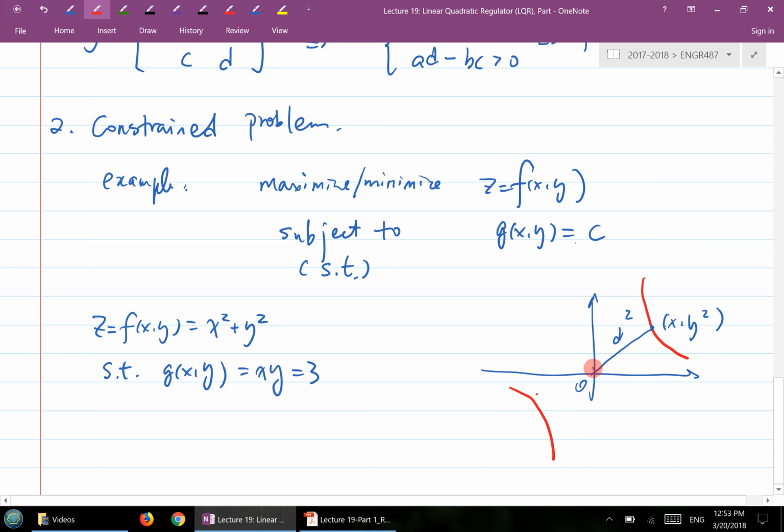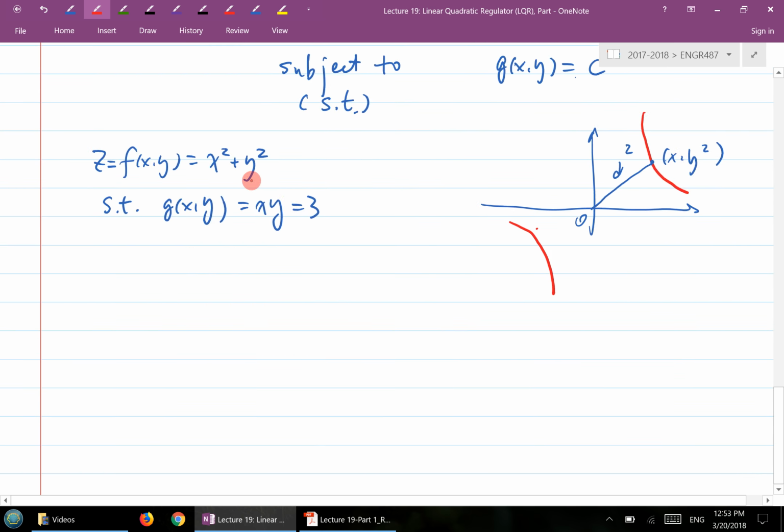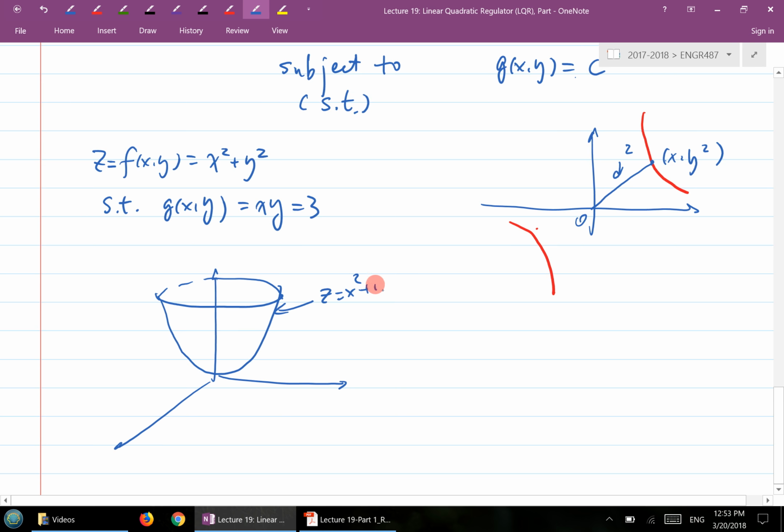And of course, I can also understand this one purely mathematically. So like this, z equal to f of xy equal to x squared plus y squared. If I plot it, we get a so-called paraboloid. So this is a surface, the surface z equal to x squared plus y squared.